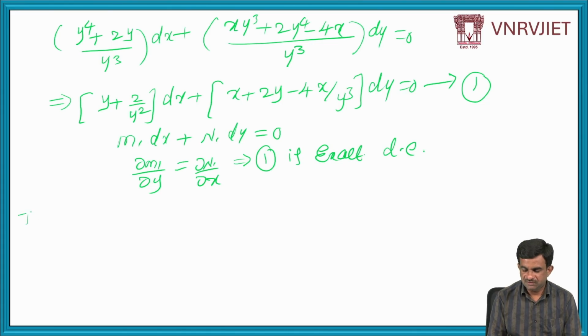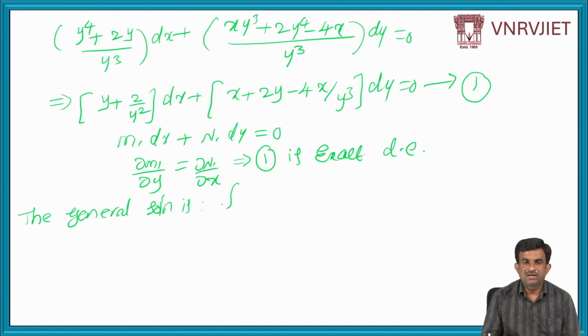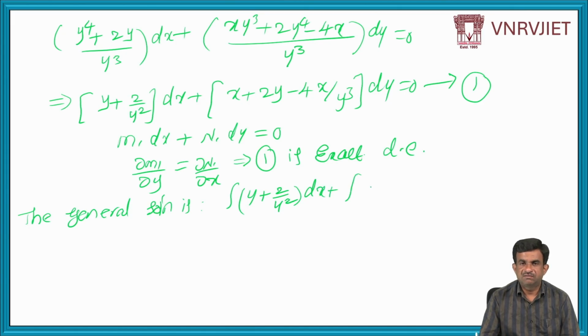So therefore the general solution we will write here. We know that it is ∫M₁ dx, that is ∫(y + 2/y²) dx, plus ∫N₁ dy, the terms which do not contain x. It is having x in the first term and third term, so only 2y is not having any x. So we have to take this term here. That is ∫2y dy = c here.